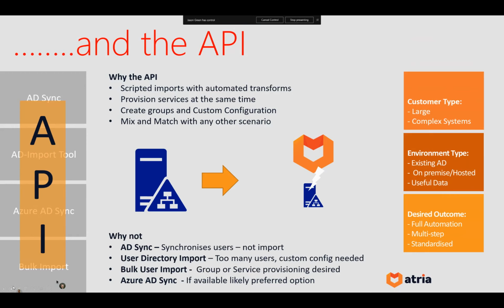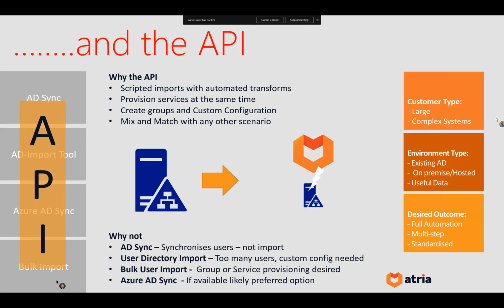So some really common scenarios that you're going to want to use the API is when you want to automate the creation or import of users, and you want to do some automated transforms at the same time. You can absolutely script that and use the API to do that. If you want to do some more complex things rather than just importing users and then going and provisioning services. So for example, if you wanted to bulk provision a bunch of users and give them access to services at exactly the same time.